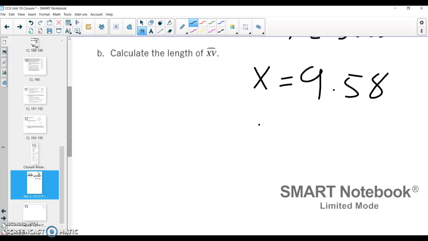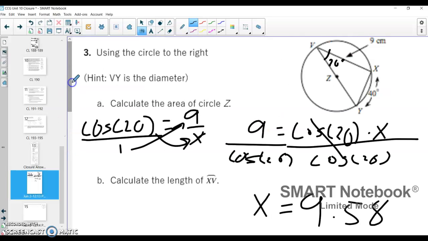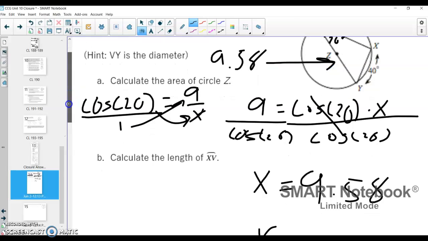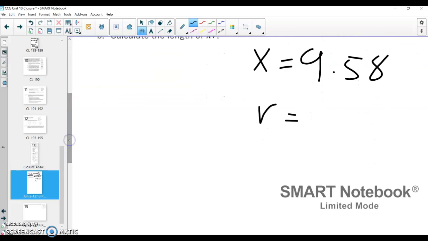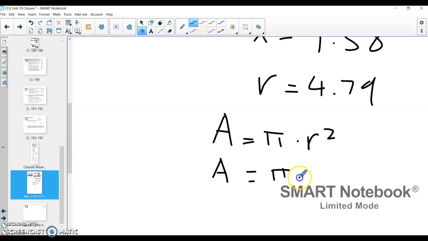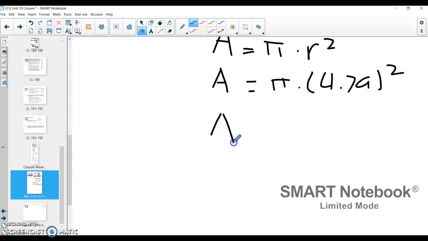So we just found out that the diameter is 9.58 just through trigonometry, and then radius is always half of the diameter, so we take 9.58 and divide it by 2 to get 4.79 as a radius. And then area for circles is always pi times the radius squared, which is going to give me pi times 4.79 squared.